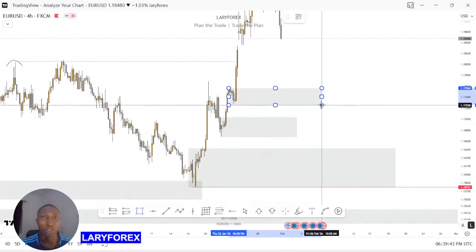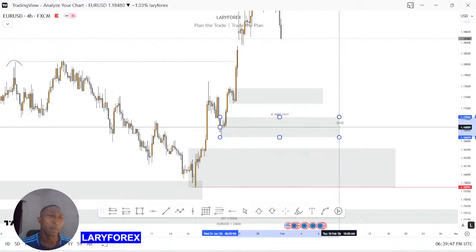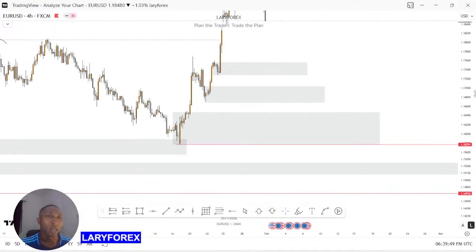But which of the demands are we now going to be buying from? After marking all these things, you see that we now have so many demands, and probably price is going to react in each and every one of these demands. In order not to buy early when price starts reacting on this demand, what we will do now is to filter the demands. That's what we call filtering on the chart. Let's continue.